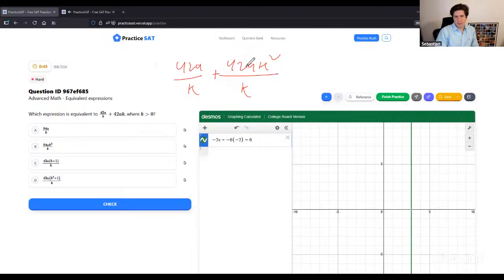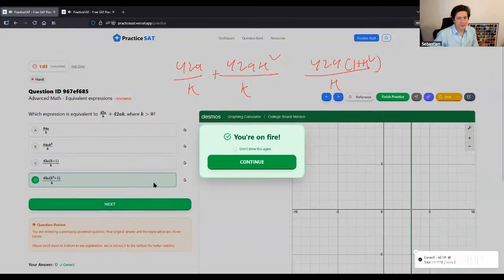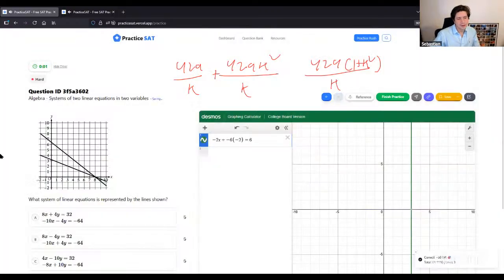It should be d. But I'm just going to show how this works. We combine and we factor out the 42a. So it'll be 42a over k. And now it's going to be k squared. This just becomes 1 when we factor. Plus k squared. And that's going to be d. Yeah, this is a tough one, but not too bad. Not one of the crazy hard ones. Just they labeled as hard, but it's not terrible. It's not like some of the other ones.